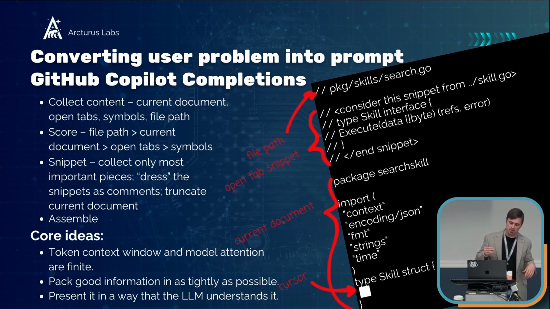The core ideas here are that your token context window is limited at some point. And you want to pack the information in as tightly as possible and present it in a way that the LLM, your young developer friend, would understand it. Just try to empathize with the model in that respect.